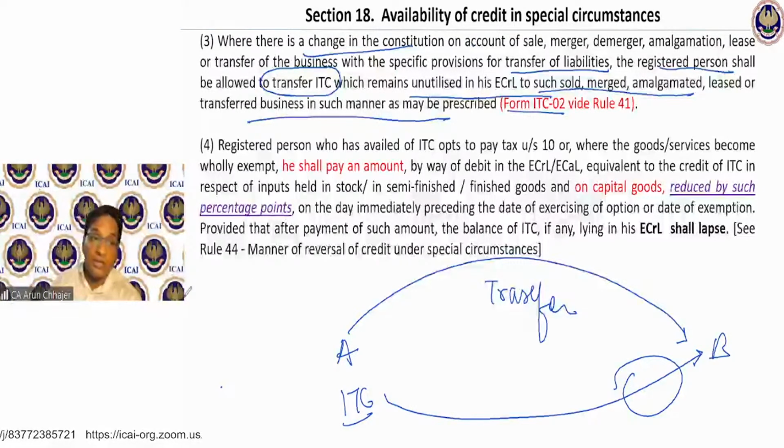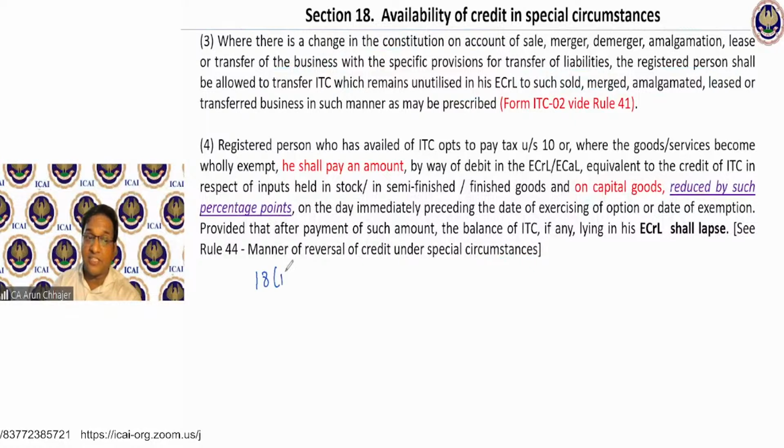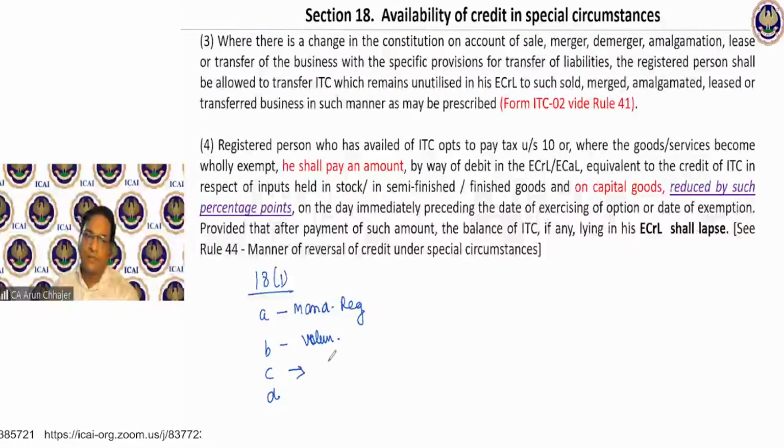Now, again, I am talking about 18 subsection 1, you have talked about 4 situations: mandatory registration, voluntary registration, composition to regular, or exempt supply becoming taxable supply. You are allowed to take ITC.